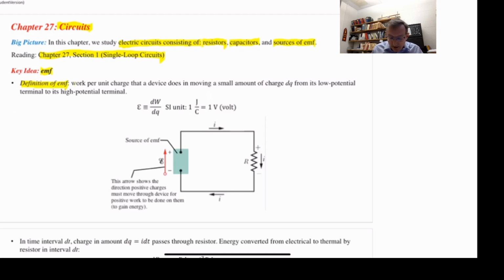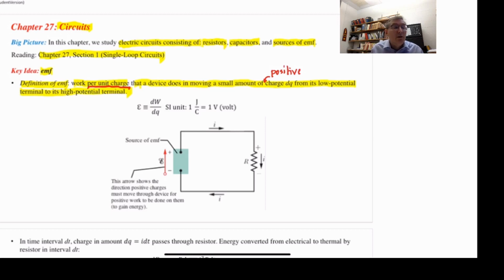It is the work per unit charge. Here we go again with that per unit charge concept. Work per unit charge that a device does in moving a small amount of charge dq from its low potential terminal to its high potential terminal. And I probably ought to say positive charge dq. Okay? It is work per unit charge that a device does on charge carriers that move through it. And it's a somewhat loose way of repeating what that definition just said.